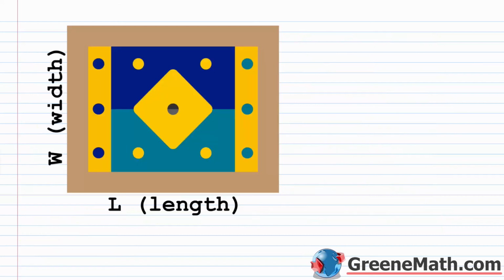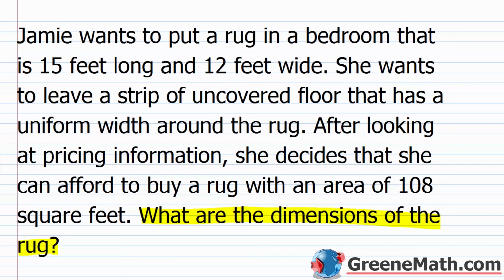And what you'll see here is that the entire rectangle is meant to represent the bedroom, okay? And then you have this smaller rectangle, which represents your rug. And then the brown you see, that's the strip of uncovered floor, okay? That's around the rug, okay? And that's actually the key to understanding this problem. So when we go back up, I just want to read this part one more time. She wants to leave a strip of uncovered floor that has a uniform width around the rug. This is very important. So this uniform width around the rug, okay?